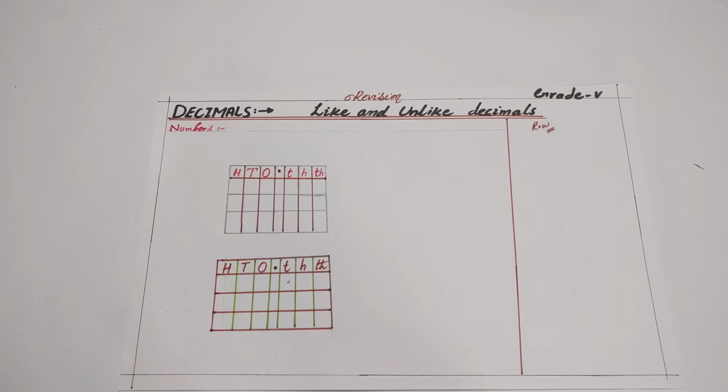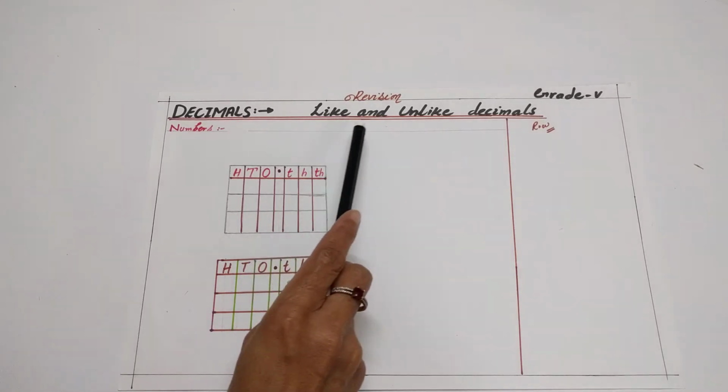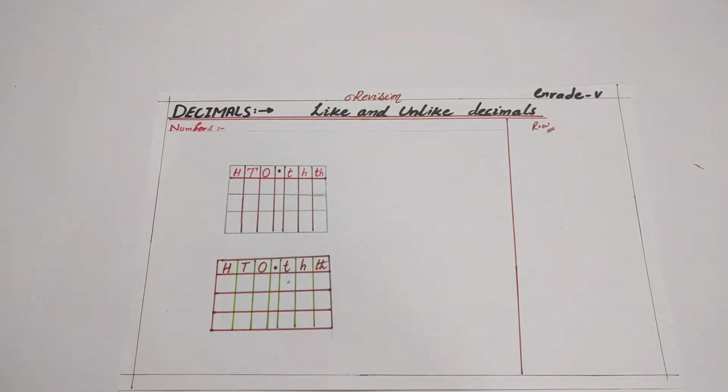Now in this lecture we are going to start the revision of like and unlike decimals. So today our topic is like and unlike decimals, and firstly we will take a quick review. You have already learned about like and unlike decimals in the class, so we will just take a quick review. So let's start.